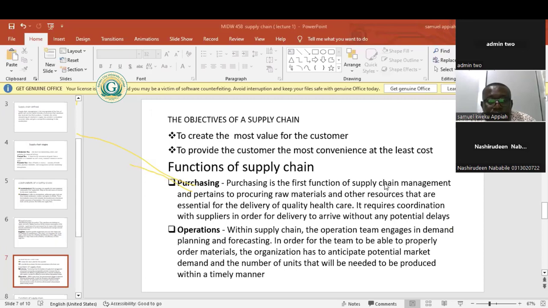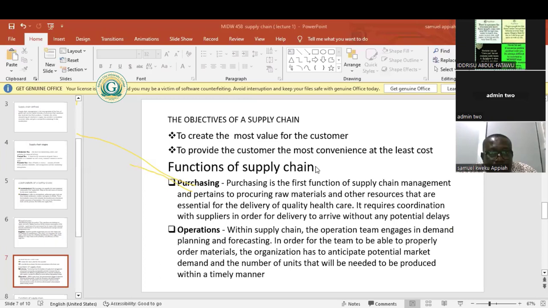So let us look at the functions of supply chain. Idris. With the place the most value for the customer, can you also put it that way? It is like creating or changing raw materials or items into valuable commodities for the client, to a stage which can benefit or use it.